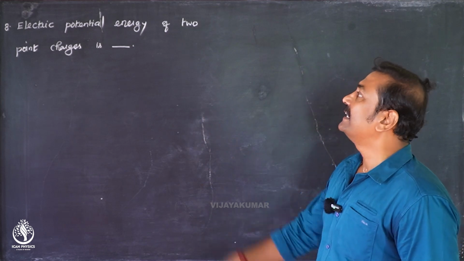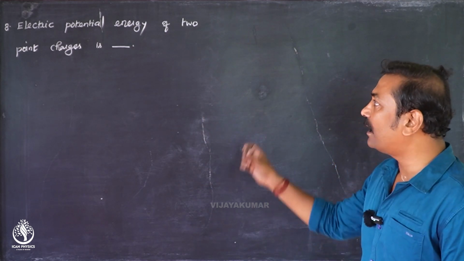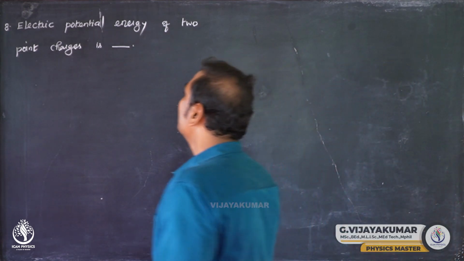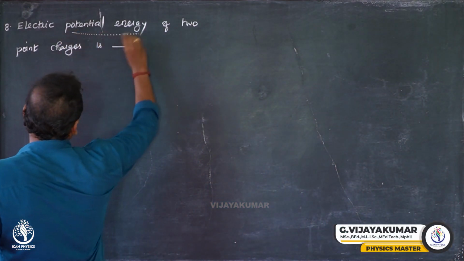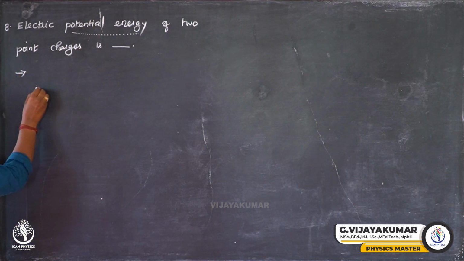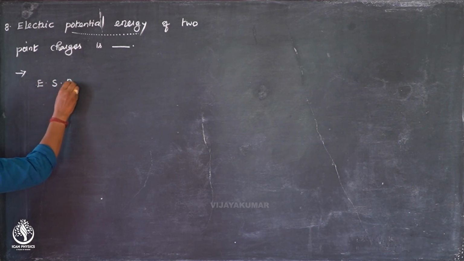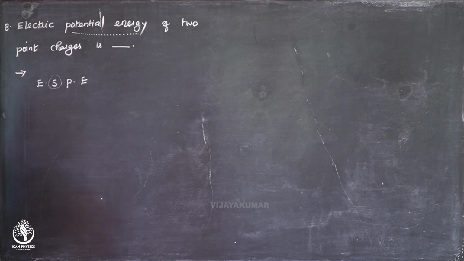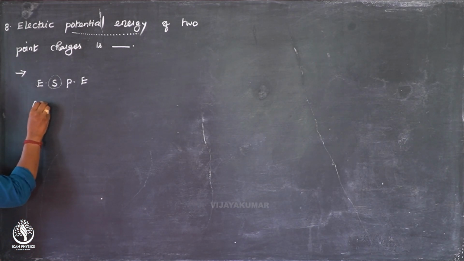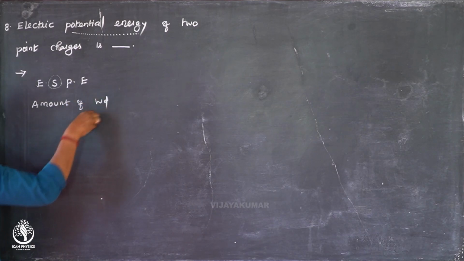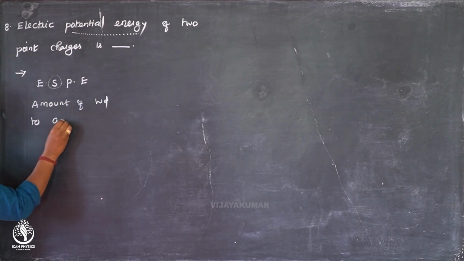So the next one is: the electric potential energy of two point charges is dash. Okay, so now we are going for electric potential energy. What is electric potential energy, or electrostatic potential energy? It is the amount of work done to assemble charges.